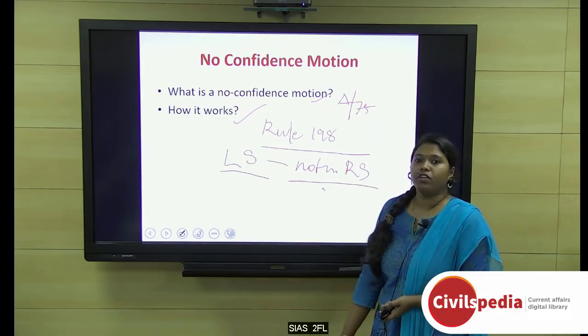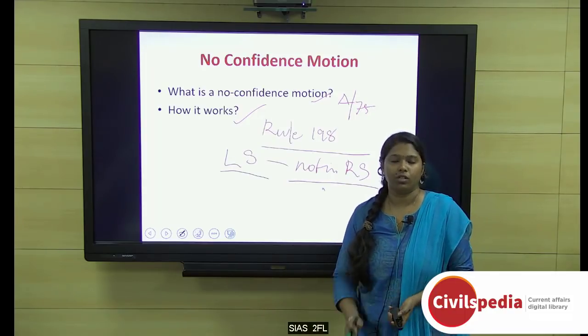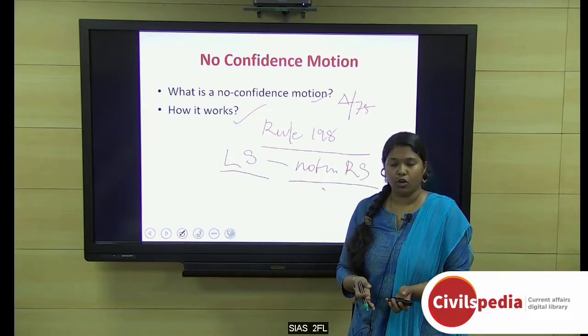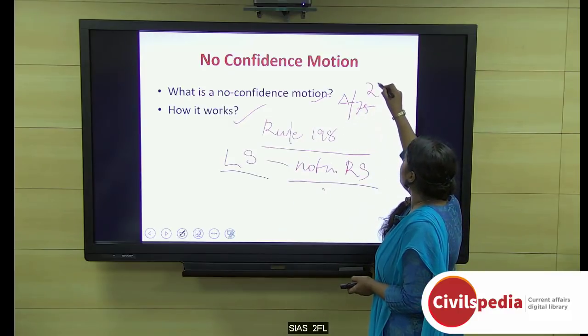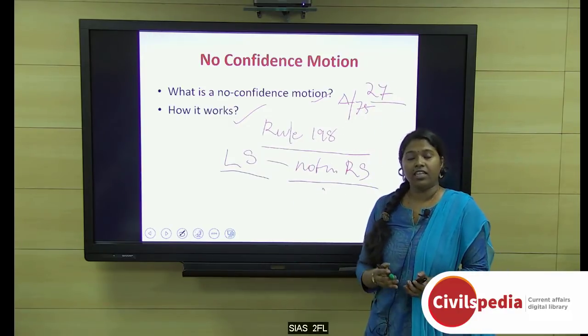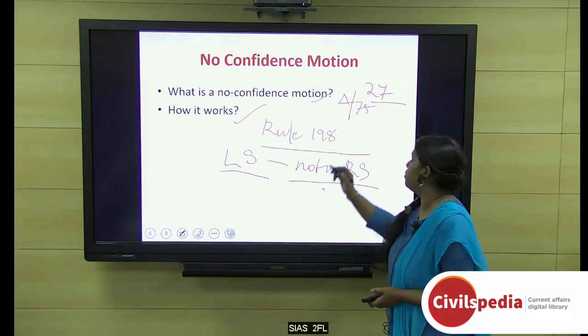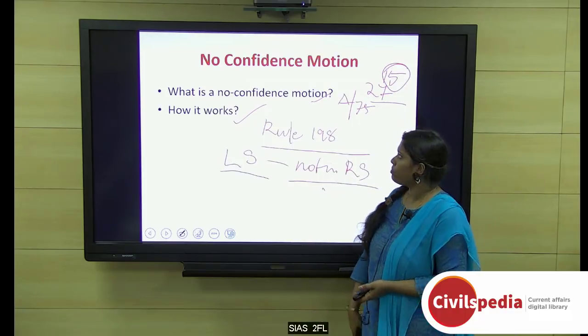After the no confidence motion, if the party in power fails to prove their majority, they will have to resign. As of now, the no confidence motion being adopted in Lok Sabha is the 27th no confidence motion, and Indira Gandhi was the Prime Minister who faced the maximum number of no confidence motions. She faced 15 no confidence motions.